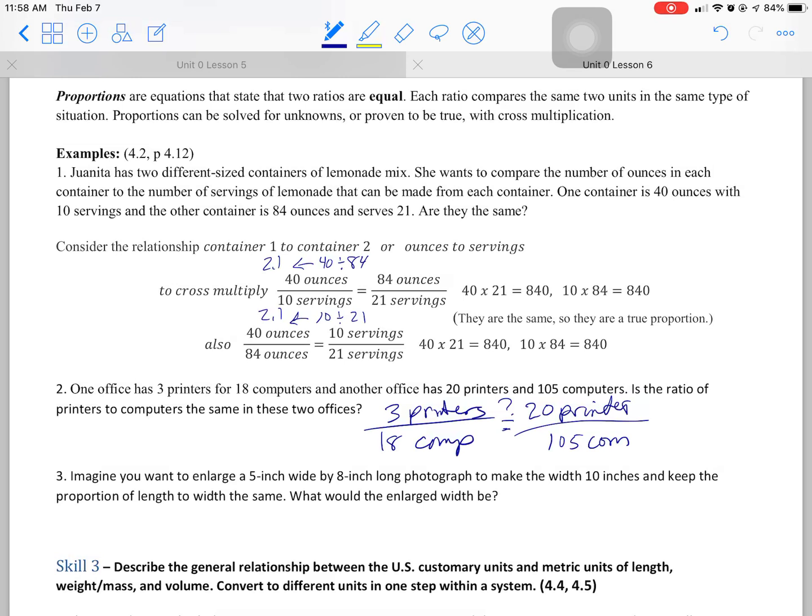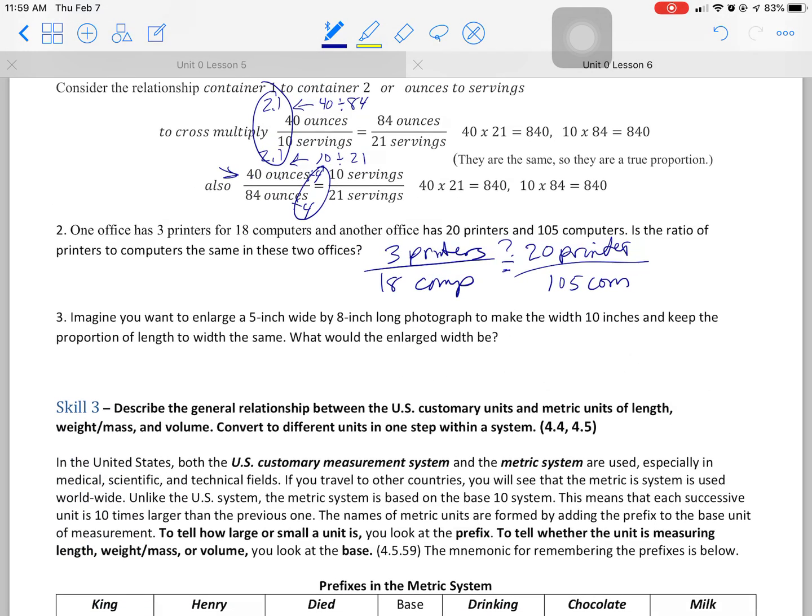And it goes the same way. So if you're setting up the second one here, I'm going to go with this divided by 4. What is this divided by 4? 84 divided by 21 is 4. So because they're the same thing, these are equivalent fractions.